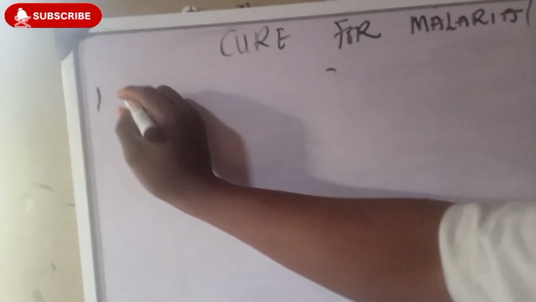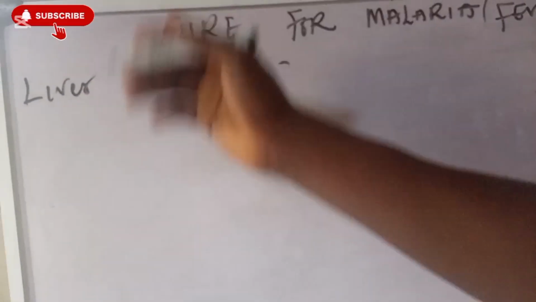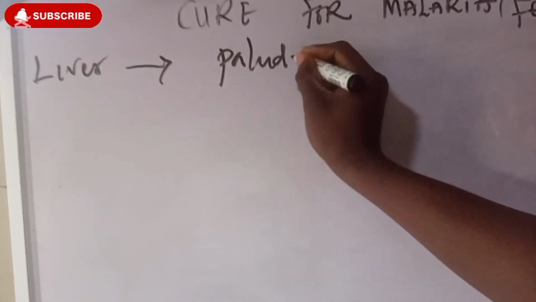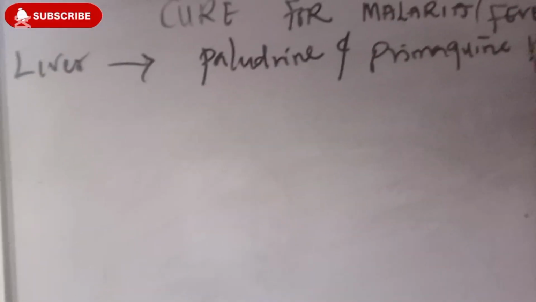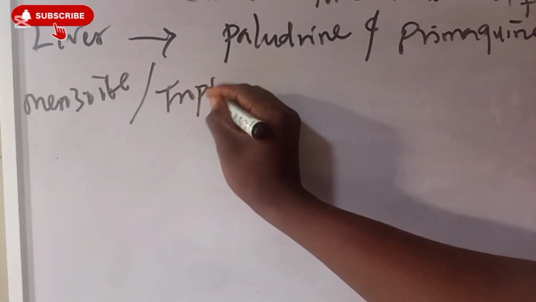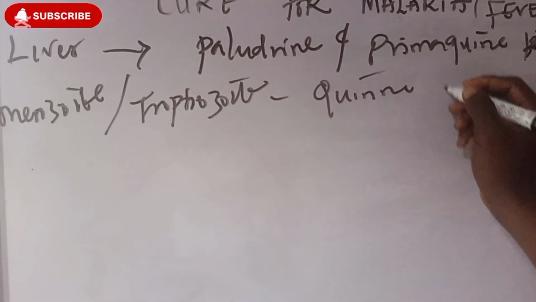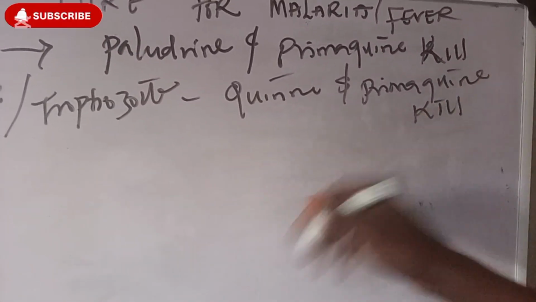When they enter the body, the first place they attack is the liver. If they are in the liver stage, we use drugs called paludrin and primaquine. They will help to kill the stage in the liver. But if they are in the merozoite stage, or the trophozoite stage, we use quinine and primaquine. This will help kill the merozoite and trophozoite.